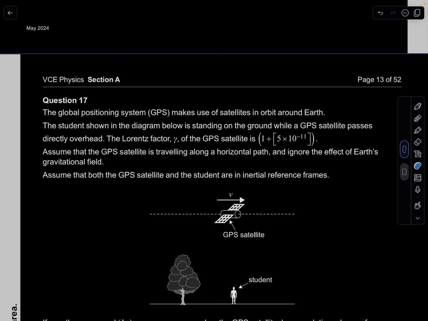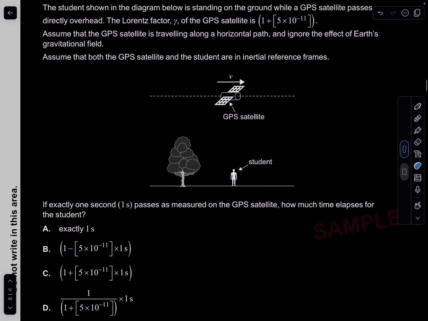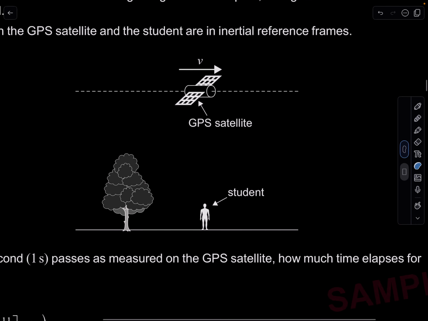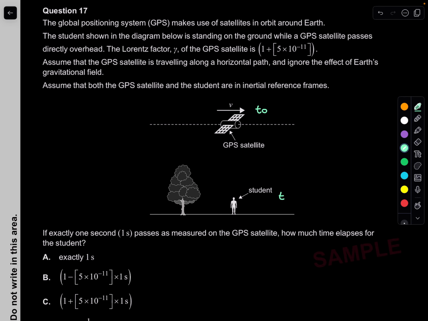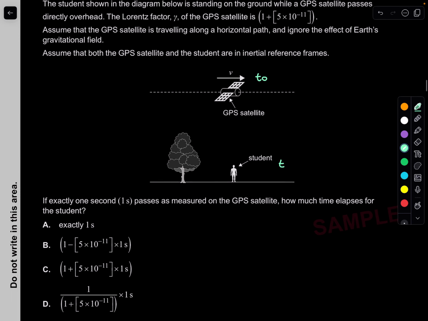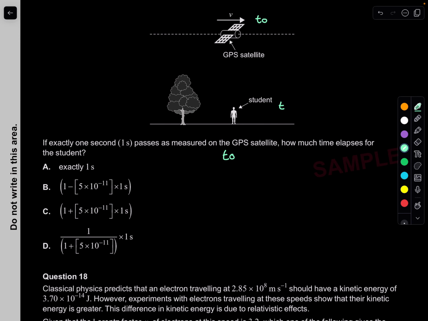All right, assume that the GPS satellite is traveling along a horizontal path and ignore the effects of the Earth's gravitational field. Assume that both the GPS satellite and the student are in an inertial frame of reference. Beautiful. If exactly 1 second passes as measured on the GPS satellite, how much time elapses for the student? We should already know that the student is going to measure time that's been dilated, and the satellite itself is going to be measuring the proper time. So when the GPS measures time, your T0, your proper time, is 1 second. It exactly measures 1 second.